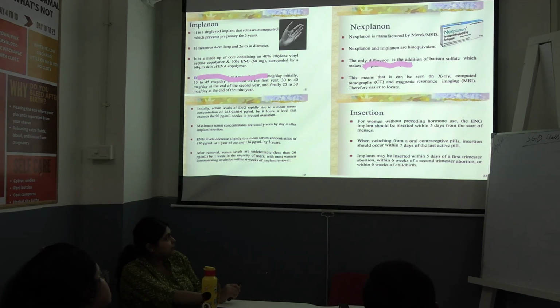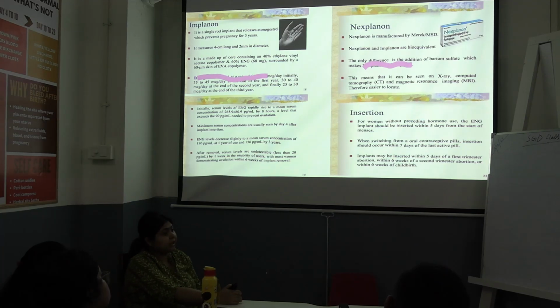And how will you insert? What is the ideal time for insertion? For women without any preceding hormone use, etonorgestrel containing implants can be inserted within 5 days from the start of the menses. For all the hormone containing methods, what have we learned? Within 5 days of menstruation, when the chances of pregnancy are less or rather nil, without doing a urinary pregnancy test we can go for IUCD insertion, we can go for COCP start, as well as insertion of these implants.